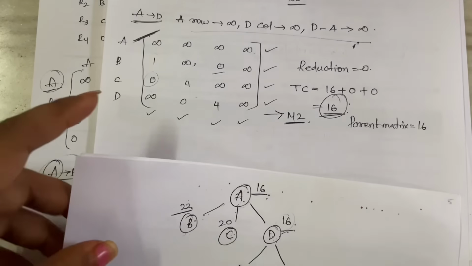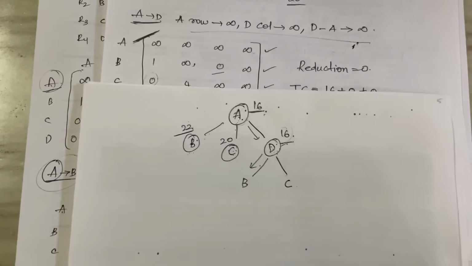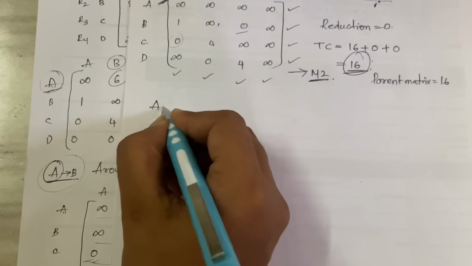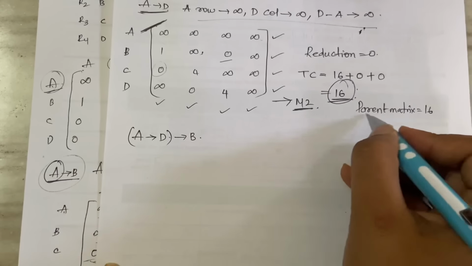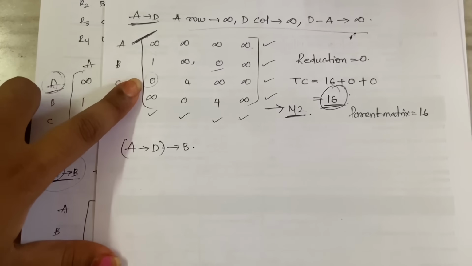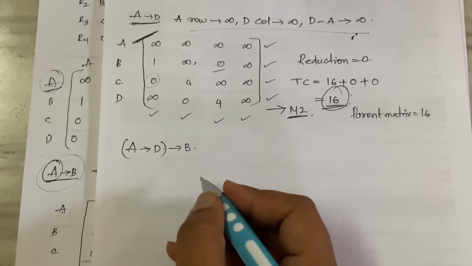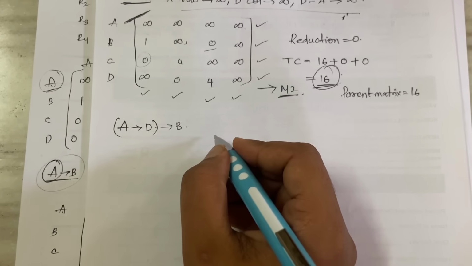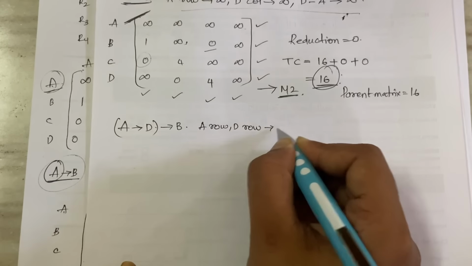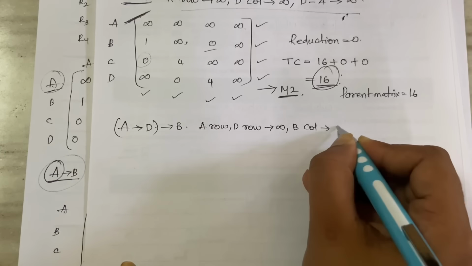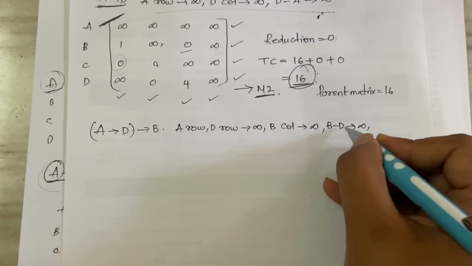Now let us find out the cost for A to D to B. From A to D and from D to B, what is the cost? This is our parent matrix and this is our parent matrix cost. Why did we take this as the parent matrix? Because the A to D path we have already fixed. Now our choice is to select B or C. In this case you have to make the A row and D row infinity, the B column infinity, the path from B to D infinity, and the path from B to A also infinity.